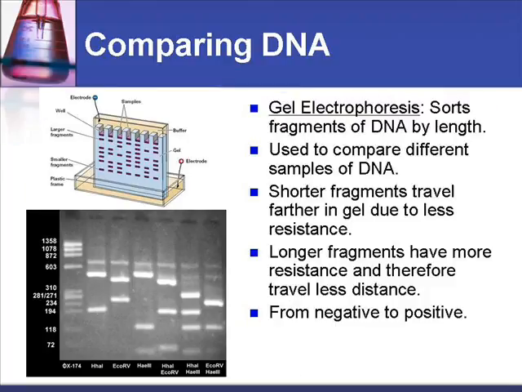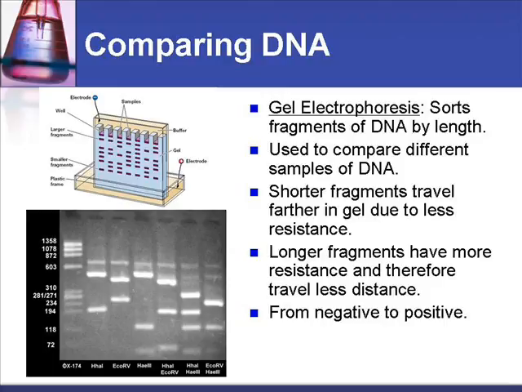To compare DNA, you use a process called gel electrophoresis. So what happens in gel electrophoresis is you take the DNA that you want to compare, and you cut it up with specific restriction enzymes. The restriction enzyme cuts the DNA. You put the DNA into what are called wells, little holes in the gel. Then you run the gel through an electric current.